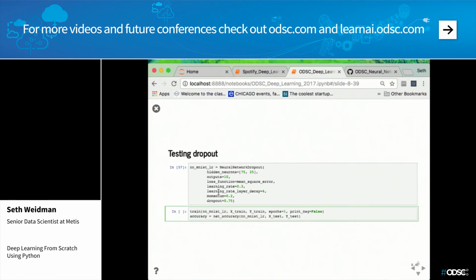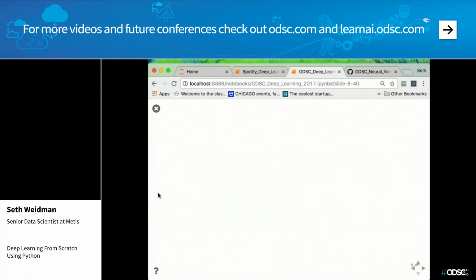And you can test this. I don't have time to run through this live, but using low momentum but dropout of around 0.75, I was able to get this above like 95% accuracy as opposed to 90. But you can clone this from GitHub and run all the cells in this notebook. You don't need anything other than NumPy, and you can play around with this on your own.